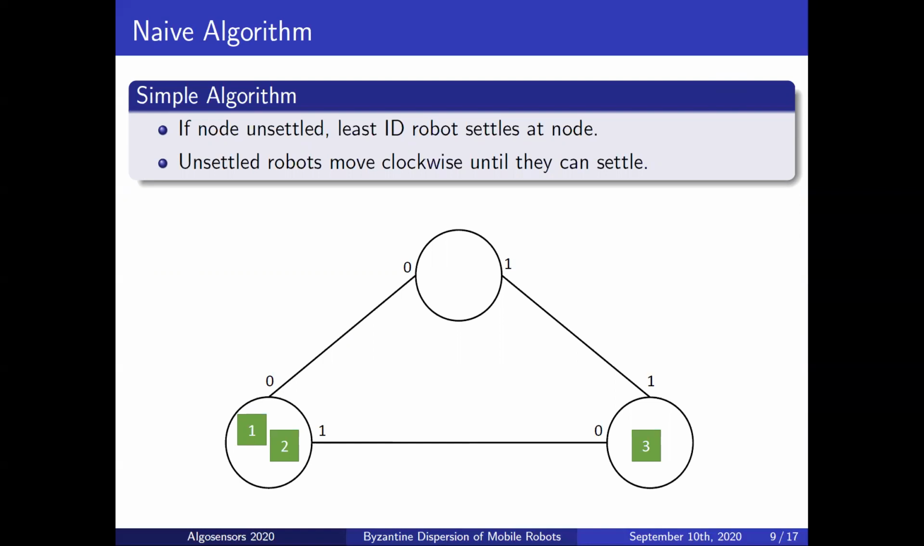Initially, if a node is unsettled, that is, no robot has committed itself to that node, just have the robot with the least UID settle down, and have the remaining robots move clockwise. Now, in this figure, what would happen? Well, robot 1 will settle down, robot 3 will settle down, robot 2 will move, and bam, it's done.